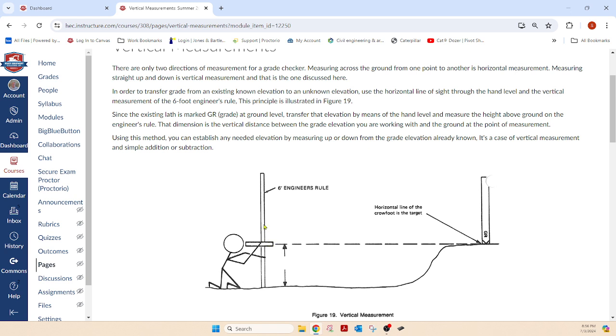If it said 2.3, I would have to put 2.3 feet of dirt in there, right? To get to grade. It doesn't say proposed grade here, but it is this grade. And that's what I'm wanting, is I want this to be level across here. So I transferred this grade through a line of sight over here to the engineer's rule.